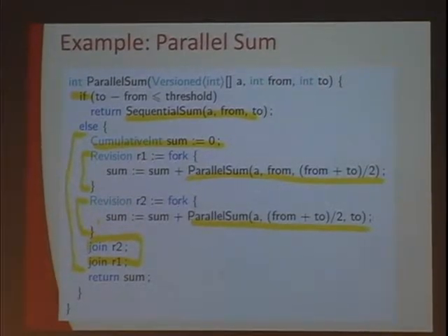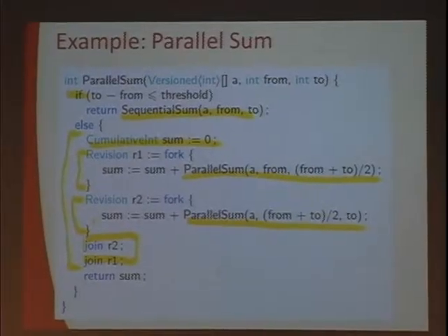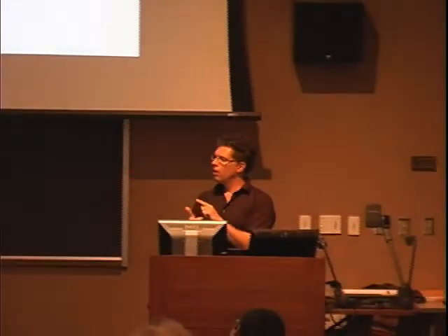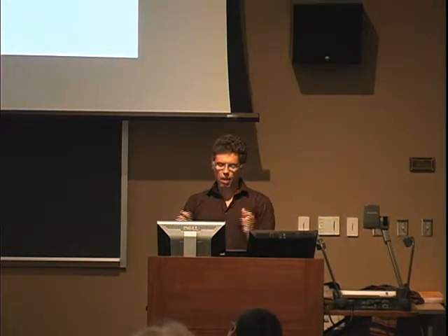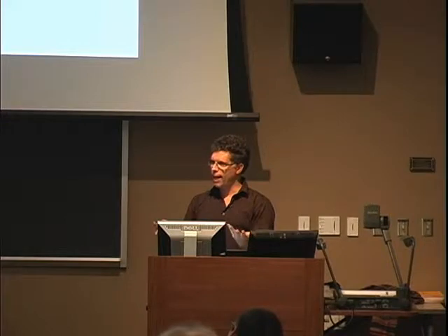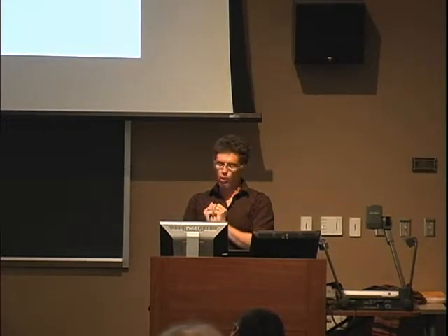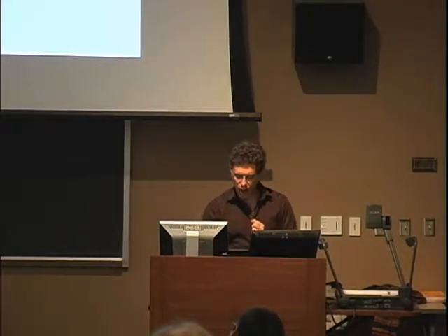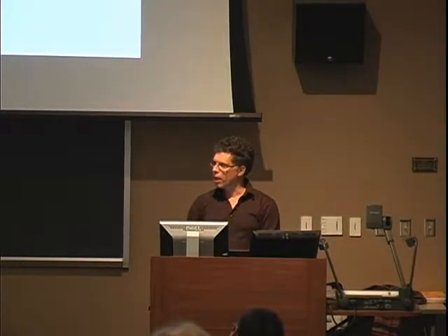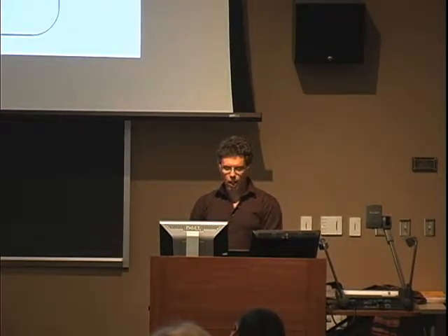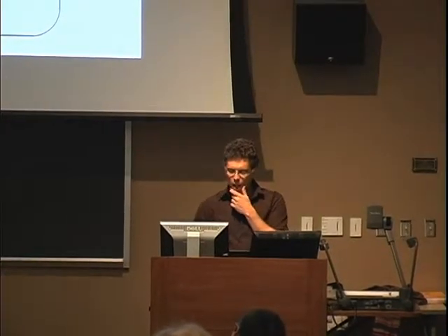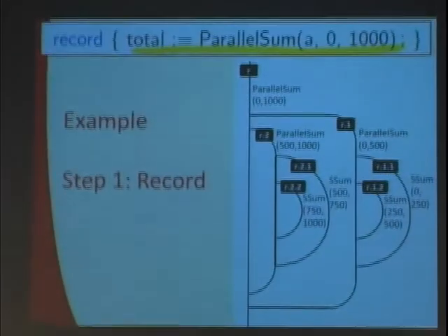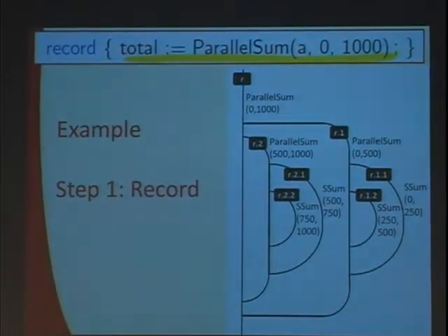So in concurrent revisions, the main ideas are that we have the special versioned type, which lets us isolate state. We have the ability to fork off tasks and to merge their results back in. In that way, we can do very simple divide and conquer algorithms. Now let's think about the record phase. It might be something like this: I have this array of 1,000 elements. Please sum it for me. What is the record phase going to do?